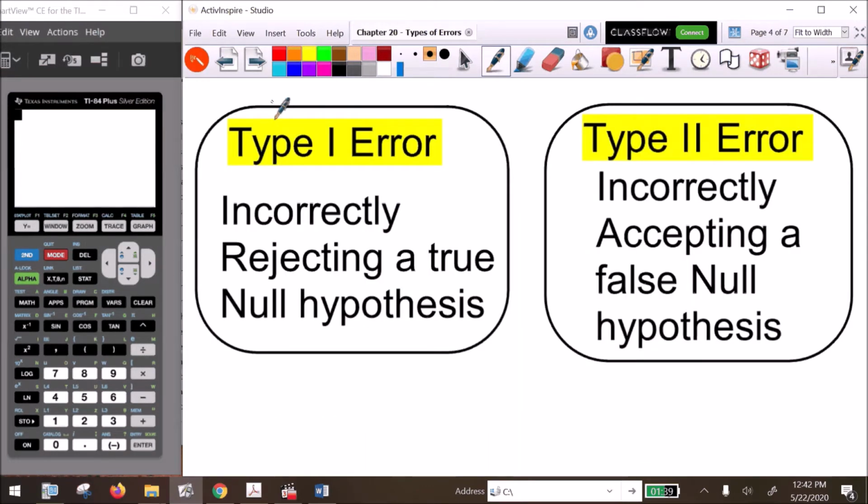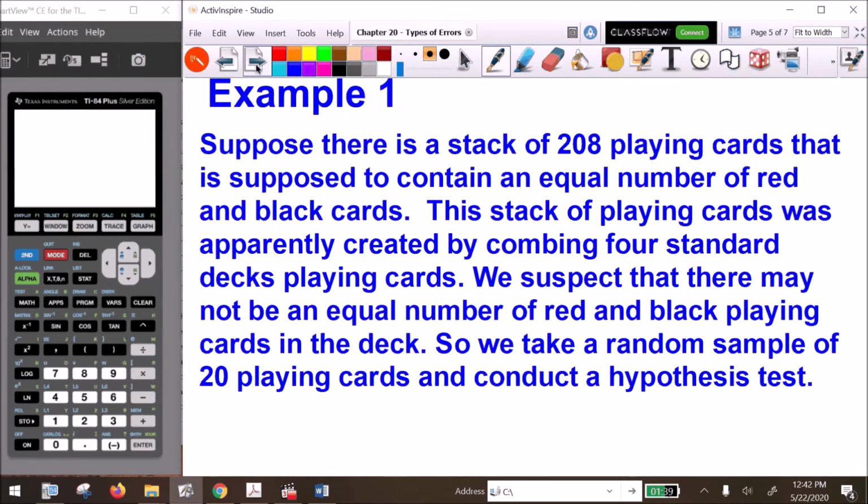Alright, so a type 1 error is when you incorrectly reject a true null hypothesis. A type 2 error occurs when you incorrectly accept a false null hypothesis. Let's take a look at an example. I tried to make a nice example for a type 1 error that's actually somewhat tangible. I found an interactive deck of cards online, and we're going to be looking at that deck of cards.